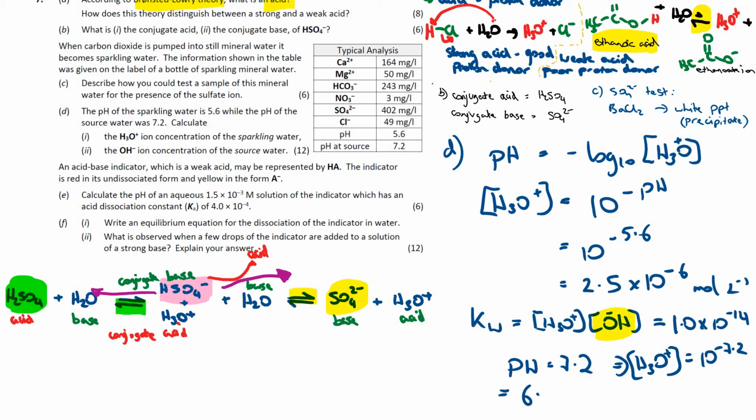6.30957, 6.31 by 10 to the minus 8. So it's a really low hydrogen ion concentration. We're not surprised as it's slightly alkaline.